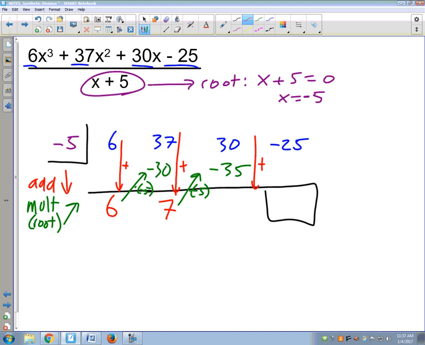So, what do we got here? -5 gets multiplied by the root, which also happens to be -5, giving us positive 25. 1 more addition here, and we'll be finished. And those actually cancel each other out. We get a 0 down here. That's the process. Add, multiply, add, multiply, add, multiply.